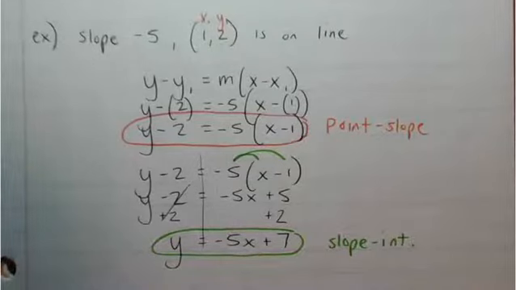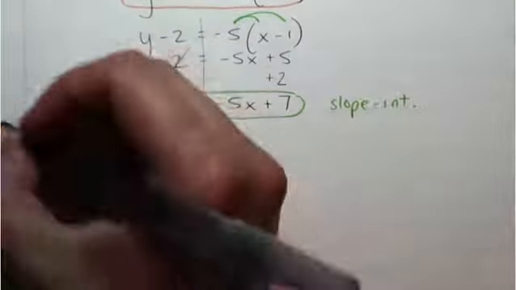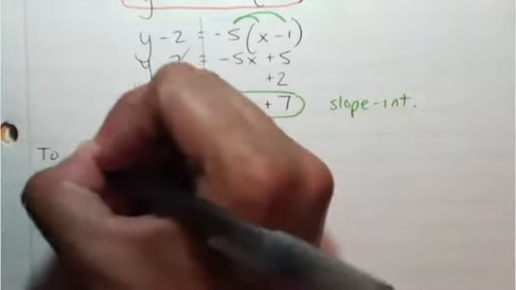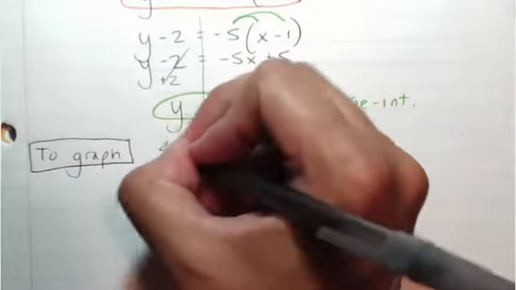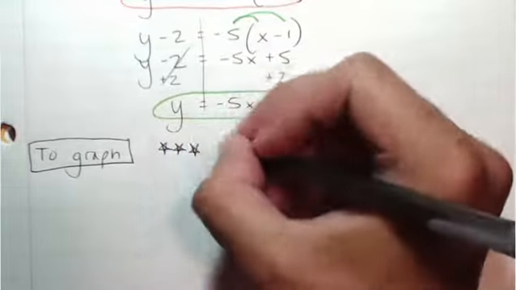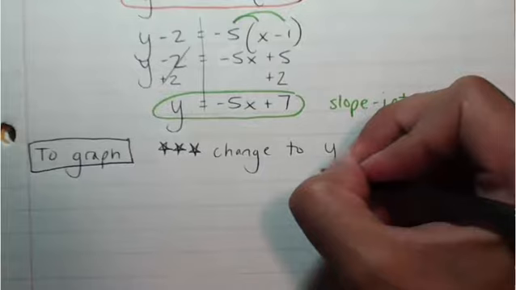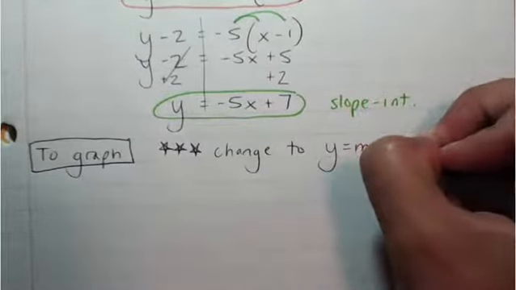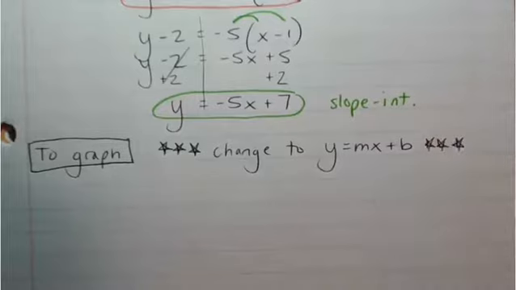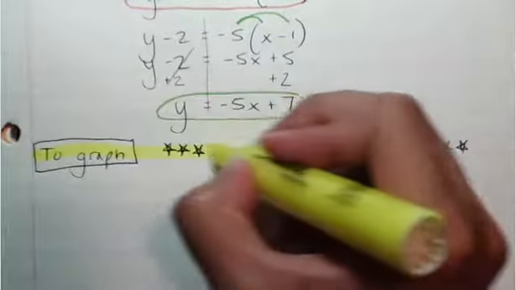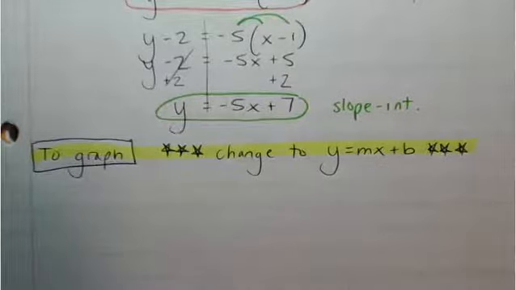Okay, now the reason why we have that in slope intercept form is because that's how we want to graph. So to graph anything that's in point slope form, we must triple star this, change to y equals mx plus b. And go ahead and highlight that. Whenever we want to graph anything, it needs to be in slope intercept form, which is y equals mx plus b.